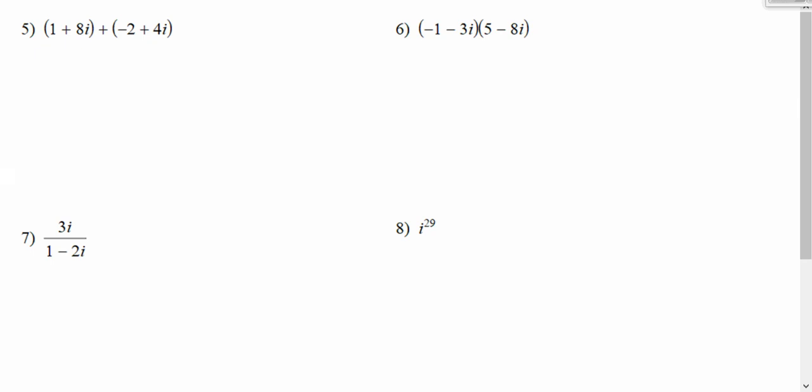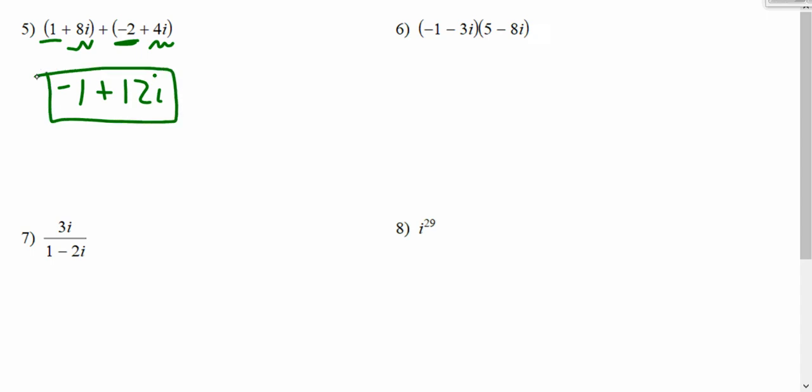Moving on. All right, this is just a matter of collecting like terms. You've got 1 plus negative 2, which is negative 1. 8i plus 4i is plus 12i. That's it.